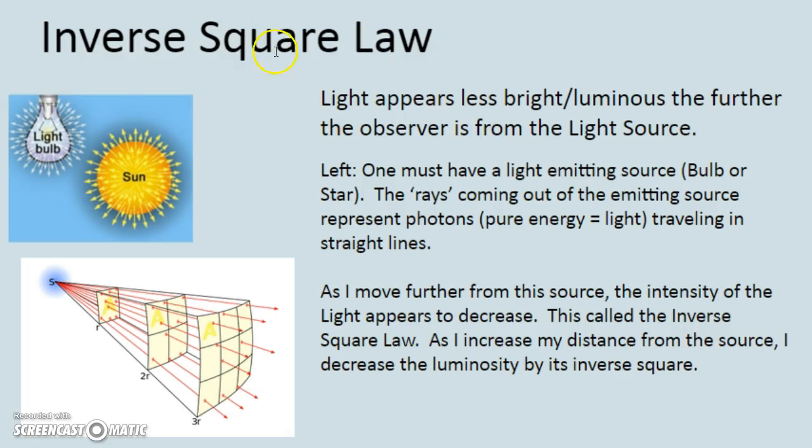We can look at this using the inverse square law: light appears less bright or less luminous the further the observer is from the light source. On the left here, imagine I have a light emitting source, which I can call a light bulb or a star. The rays coming out of the emitting source represent photons. Photons are the pure energy that we call light, traveling in straight lines, and that's why we see these arrows. As you move further from the source, the intensity of the light appears to decrease. This is called the inverse square law. As I increase the distance from the source, I decrease the luminosity by its inverse square, or the object appears less bright the further I get from it.